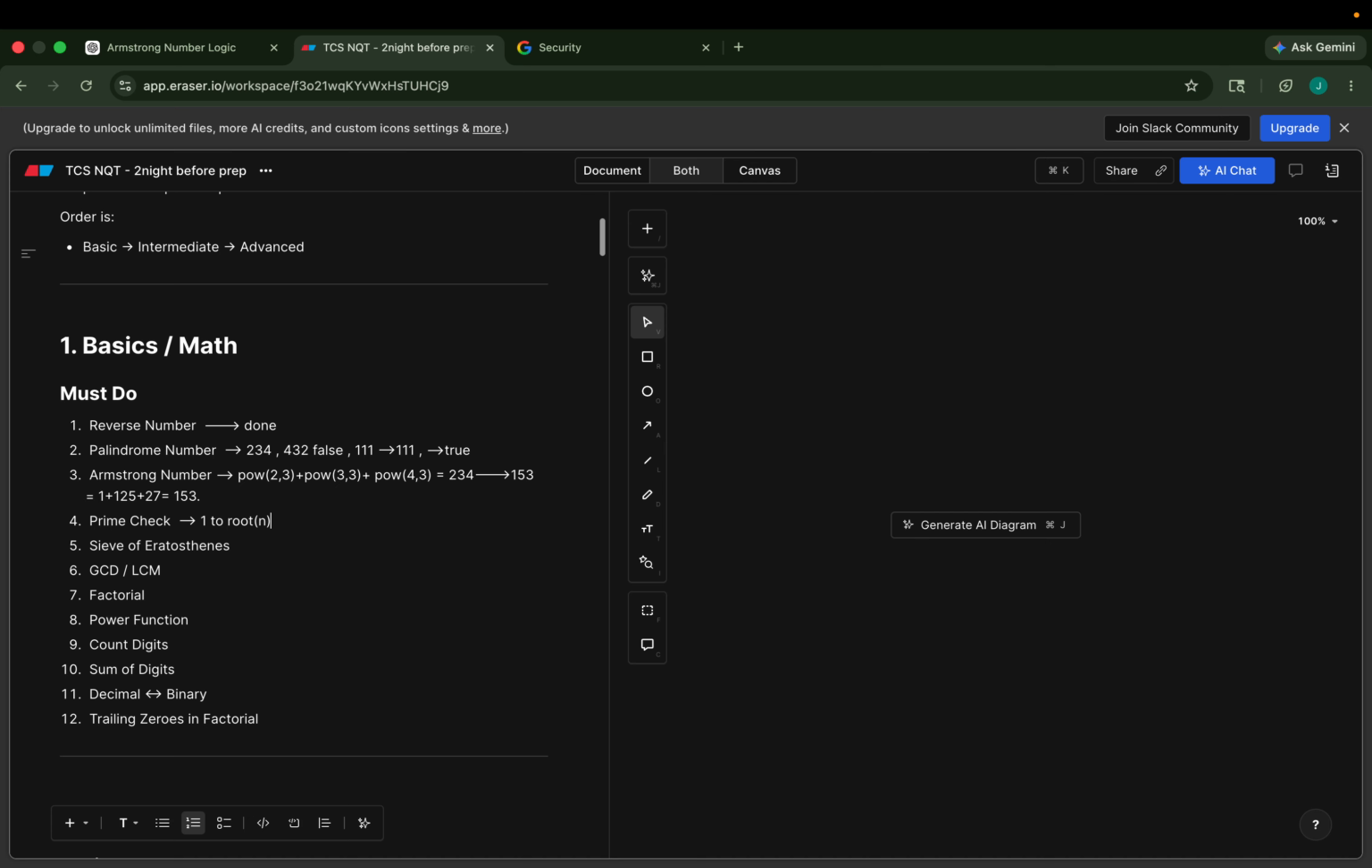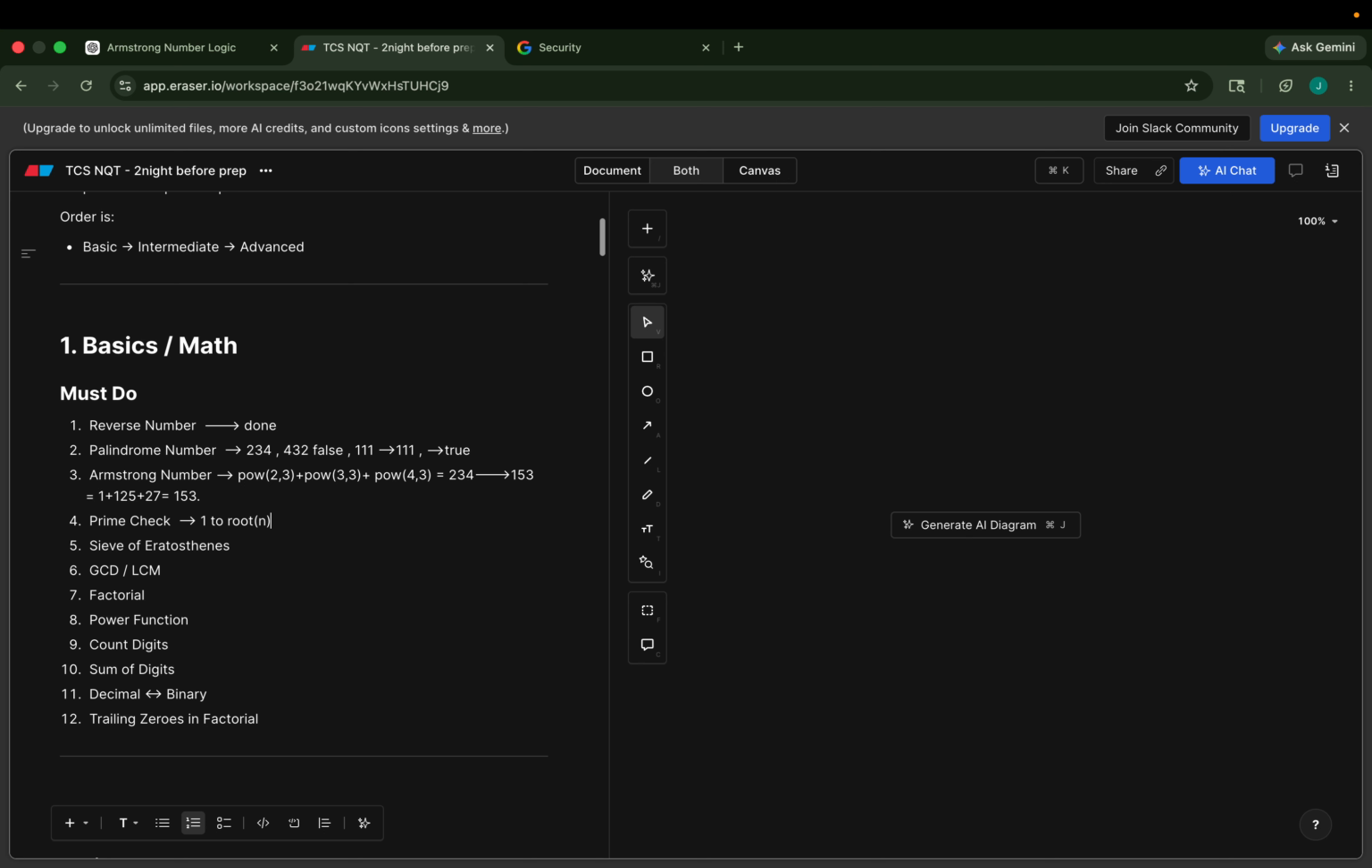So from 2 to root n, if any one of these will divide the number, it will not remain prime. I think that can work, but now I'm still on the same thing: what would be my root of n?